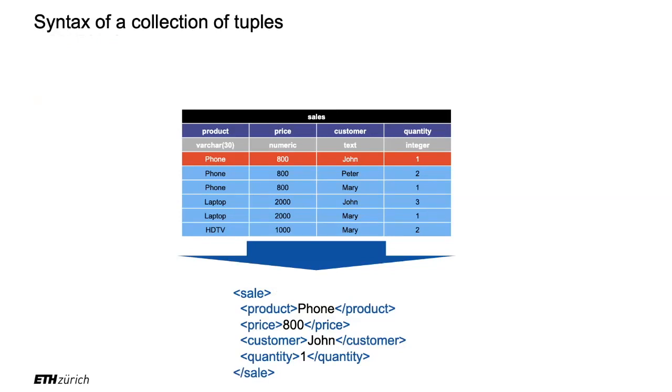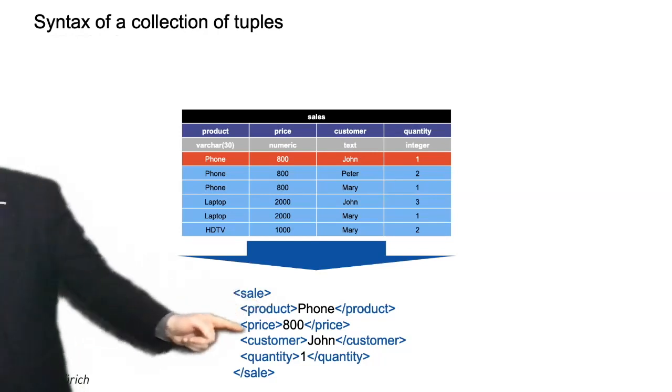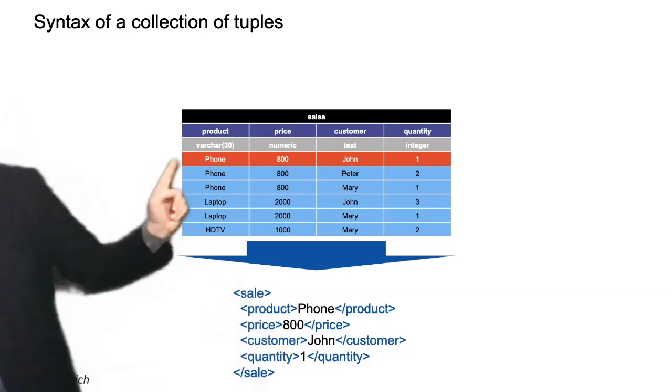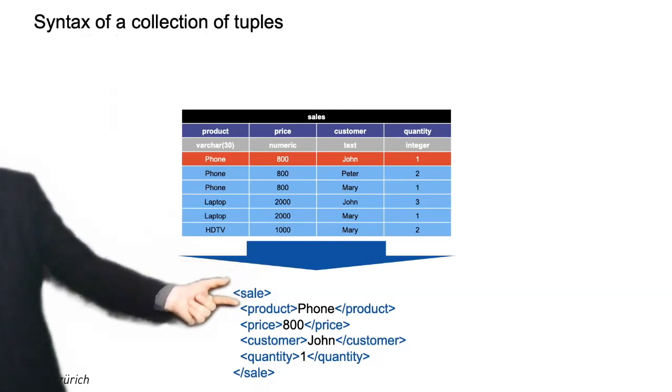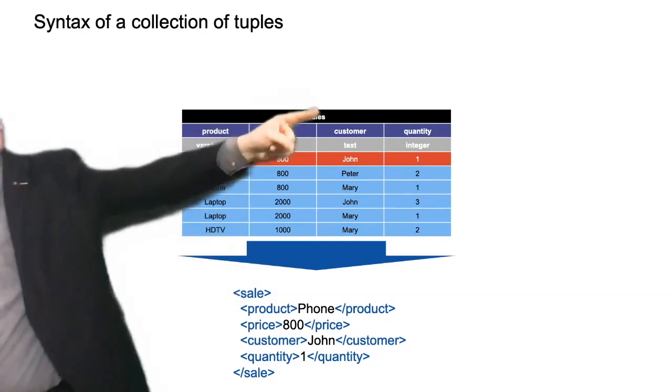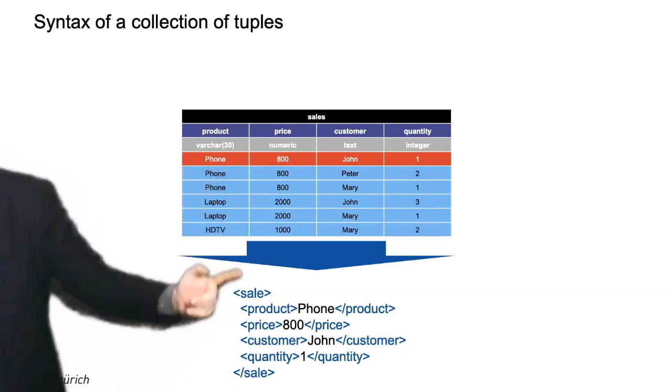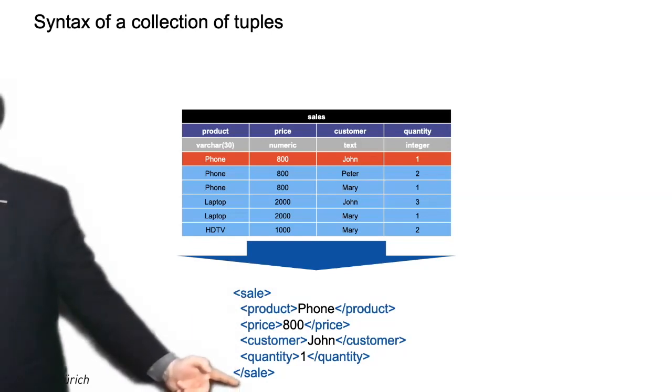All right, so I already showed you how you can express a relational table in JSON. Now here is how you express it in XML. In the case of the first tuple, the first row of the relational table, you could express it using elements for every column. So the product is phone, the price is 800, the customer is John, the quantity is 1. And you put it inside a parent element that you call sale. That's typically the singular form of the table, and there you go. For whom is that clear?